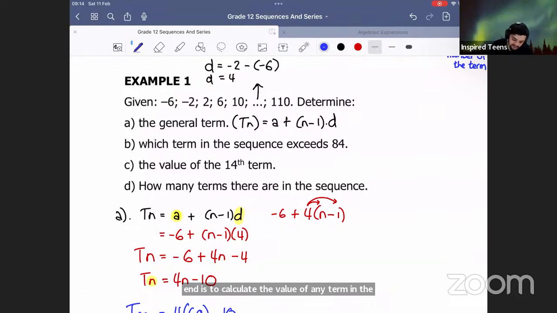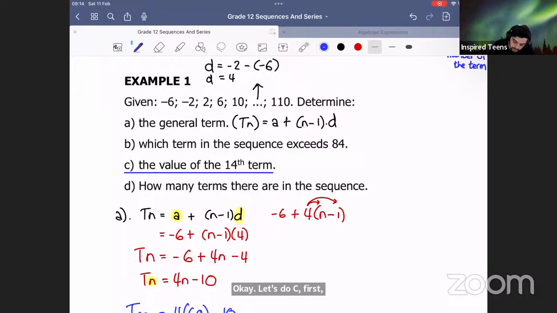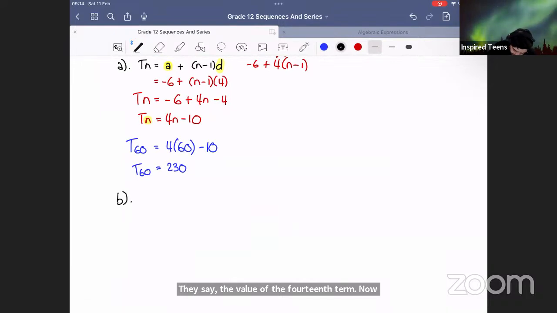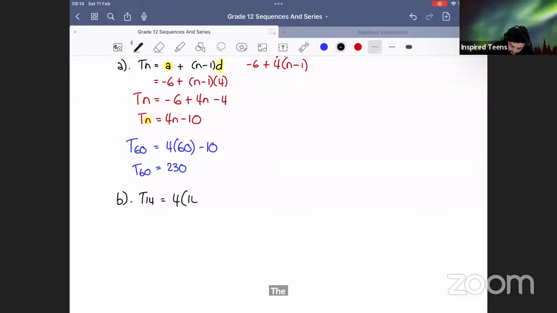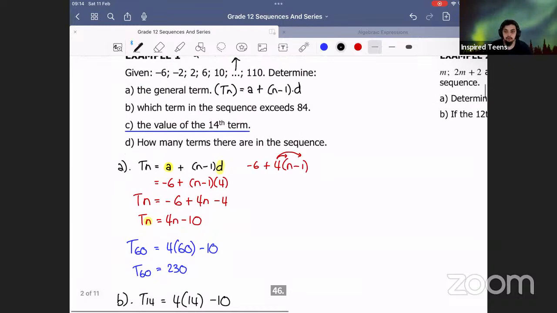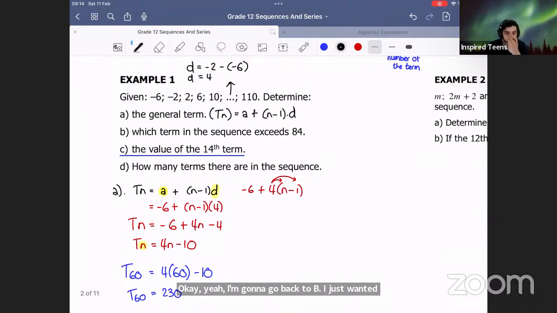Okay, let's do C first, and then we can go back to B. They say the value of the 14th term. Now that we have the general term, we can simply calculate the 14th term by substituting it into the general term that we calculated. So 4 times 14 minus 10. When you do the calculation, you get 46. Okay, I'm going to go back to B. I just wanted to do C first because it's easier.